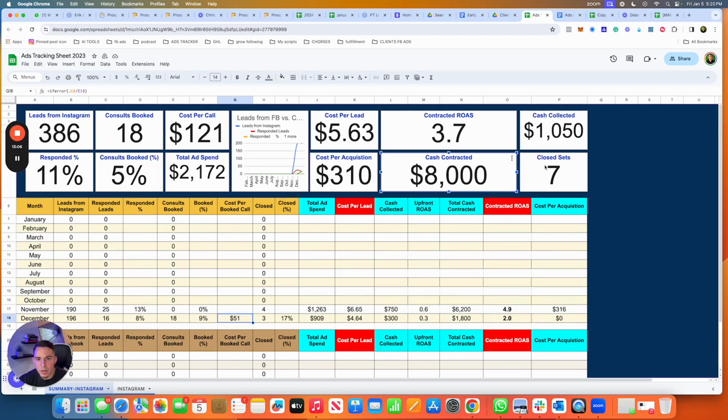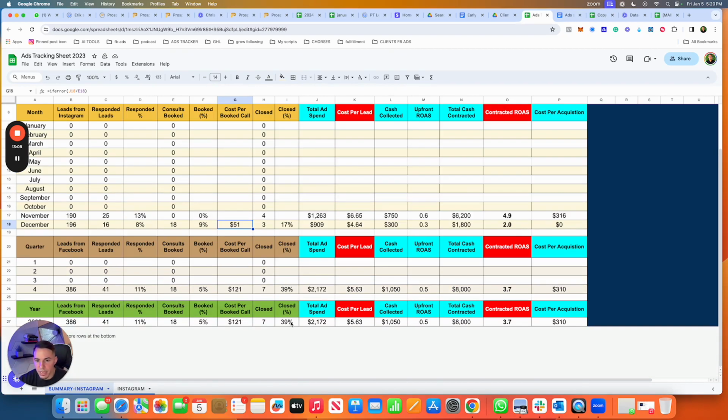His closing rate is pretty good too, right? His closing rate is 39%. But the problem here is that he's only collected $1,000 in cash. So this is a good advertisement, but the problem is his sales skills kind of suck, right?